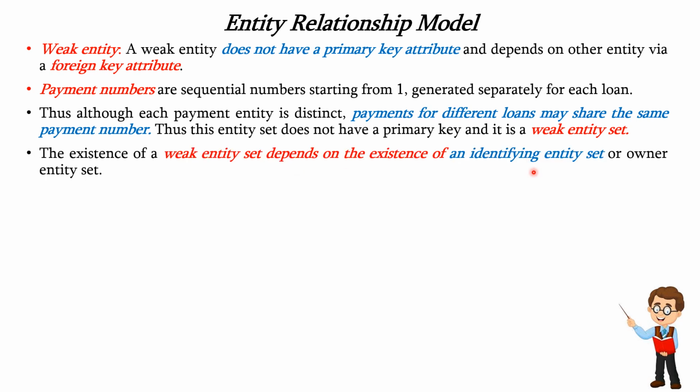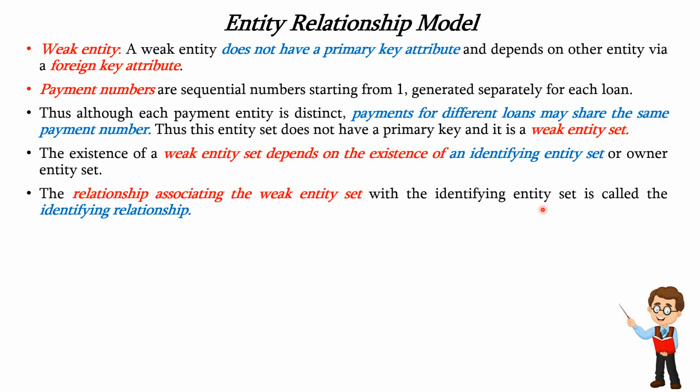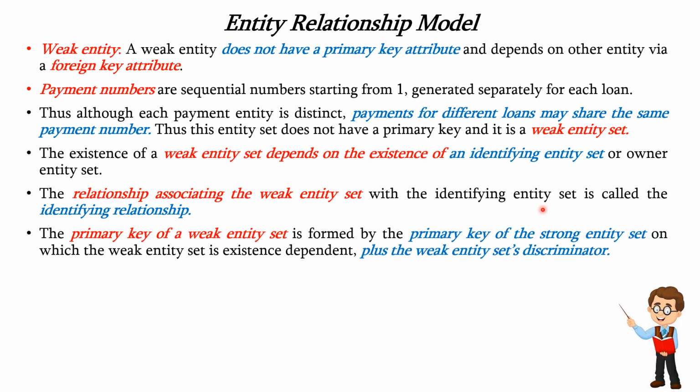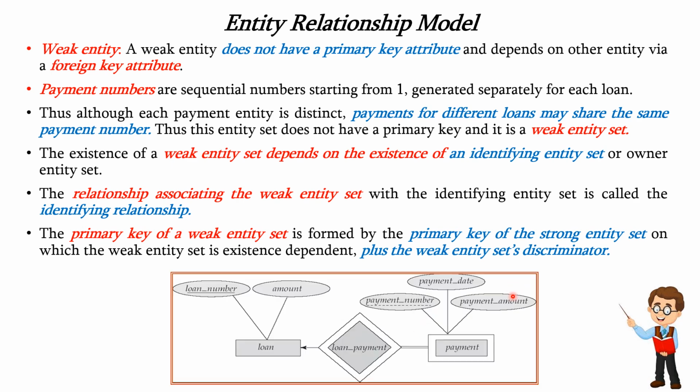And the existence of the weak entity set depends on the existence of the identifying entity set or the owner entity set. And the relationship that connects the weak entity set and the owner entity set is called the identifying relationship. And we can form the primary key of the weak entity set with the primary key of the strong entity set plus the weak entity set's discriminator.